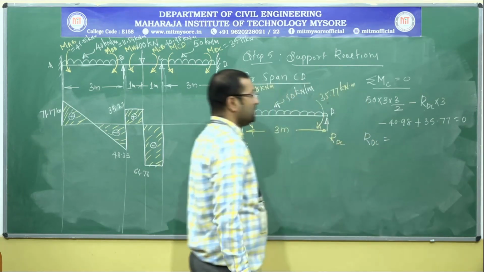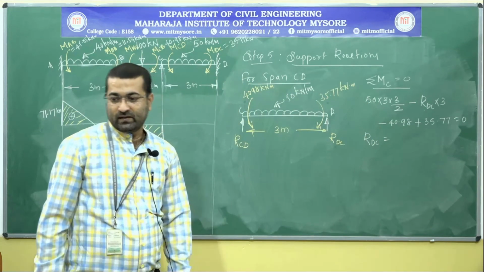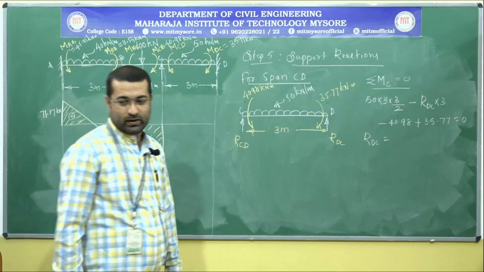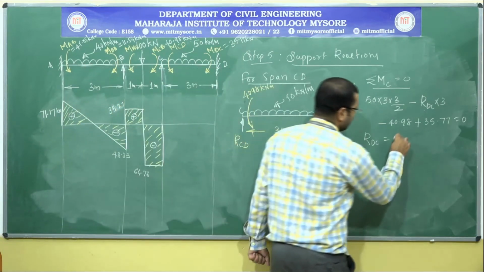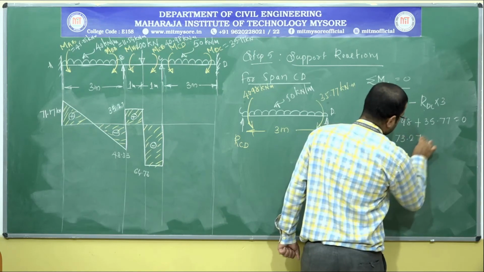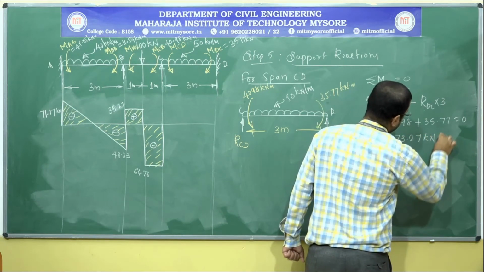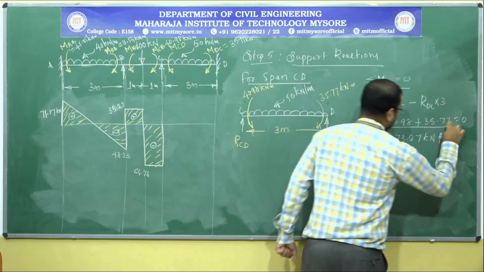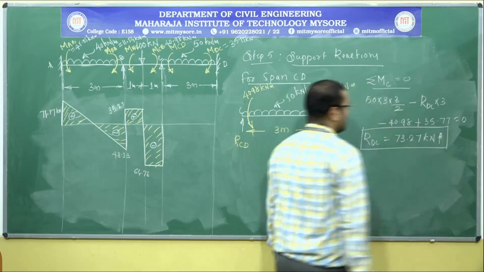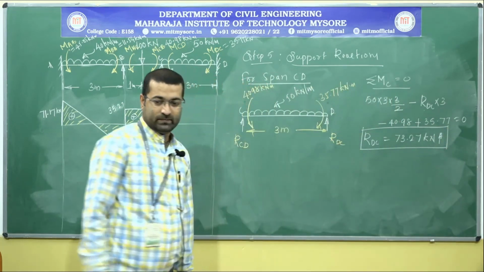So in the entire equation you can see the RDC is the only unknown, which we can easily determine. So the RDC value will be 73.27 kilonewtons. As it is a positive value, we can treat it as a vertically upward reaction.